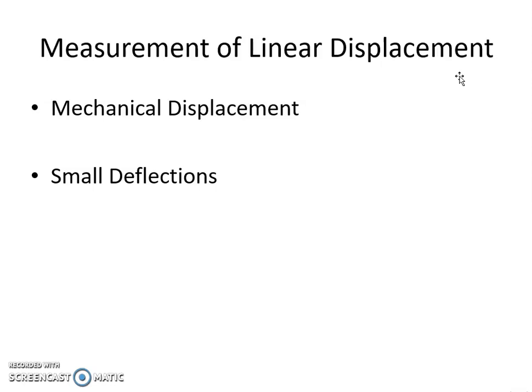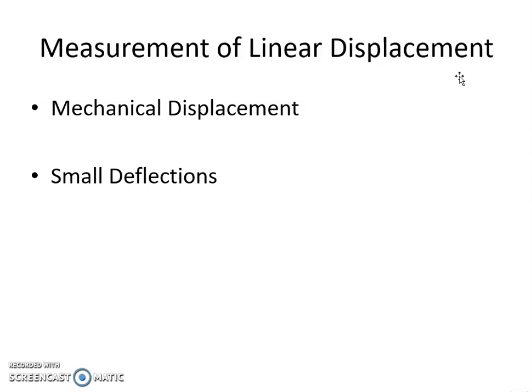In the case of electrical transducers used for the measurement of linear displacement, the mechanical displacement is converted into an electrical variable. That means the mechanical linear displacement is measured in terms of an electrical parameter. The value of that electrical variable will give the value of mechanical displacement. A simple example is the resistive potentiometer.